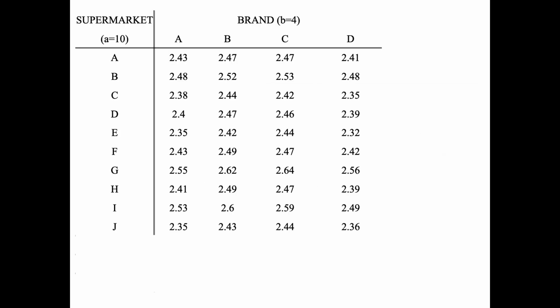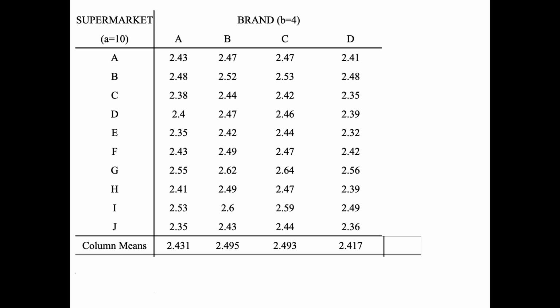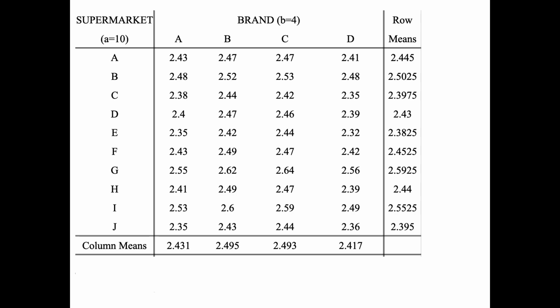So here are the supermarket data. We have 4 brands of some product across 10 supermarkets. We can get row means, and we can get column means. Column mean would be the average price for product A across all 10 supermarkets, and then the row mean would be the average of this product in supermarket A averaged across all of the brands. And so for each of these things, you could calculate the column means. This is what they are. And you can calculate the row means.